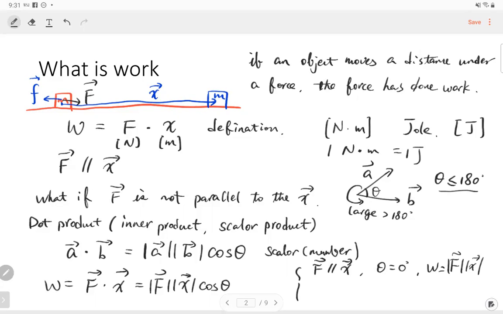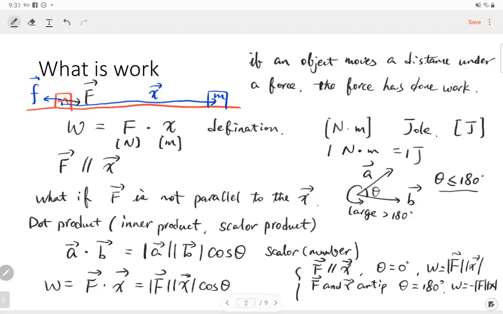So next one. If the force and displacement are anti-parallel, then theta is 180 degrees. In this case, cosine 180 degrees is minus 1. So the work is equal to minus F times X. That's negative work.